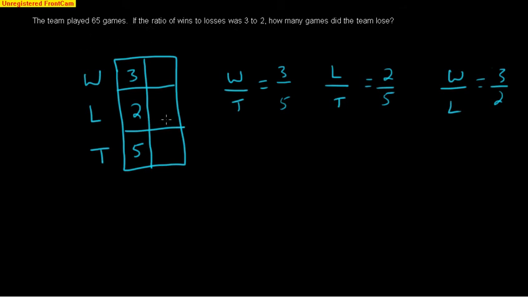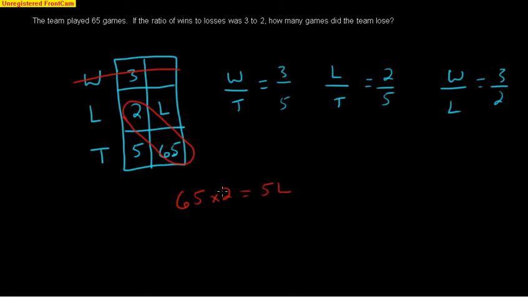The team played 65 games, so that goes here as our total. Maybe that's their whole season. How many games did they lose? So we're trying to find this here. In this case, the one we don't need is wins. We're not trying to find out how many we won. Our cross products are set up then. 65 times 2 equals 5L.